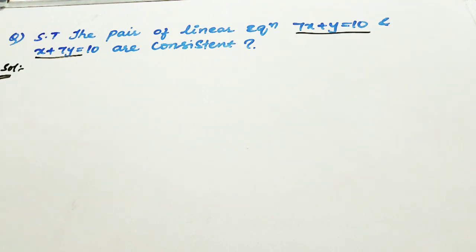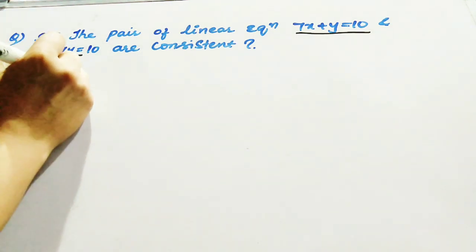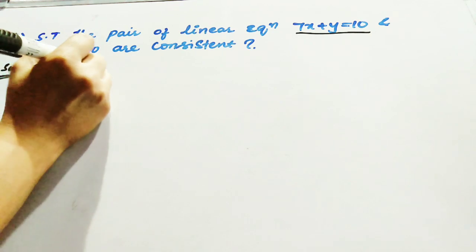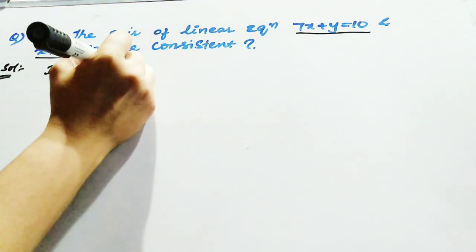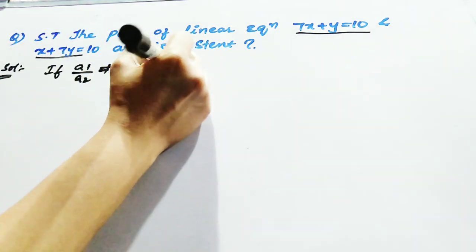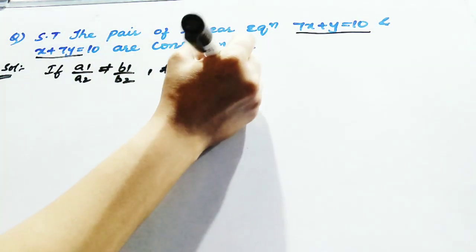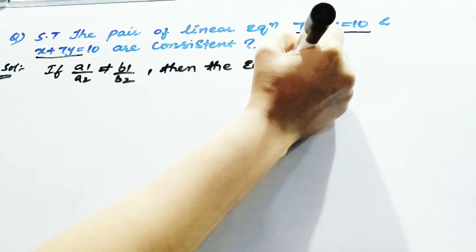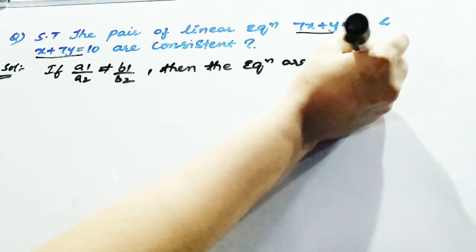Our next important problem is: show that the pair of linear equations 7x plus y equal to 10 and x plus 7y equal to 10 are consistent. Whether that pair of linear equations is consistent or not. When we say that a pair of linear equations is consistent, it is either an intersecting one or a coincident one. So we are taking the intersecting one first. If a1 upon a2 is not equal to b1 upon b2, then the equations are consistent.